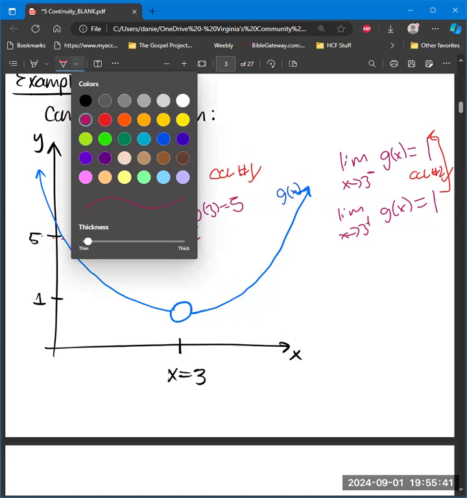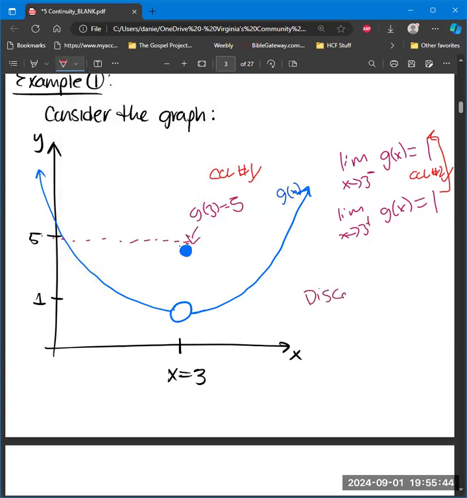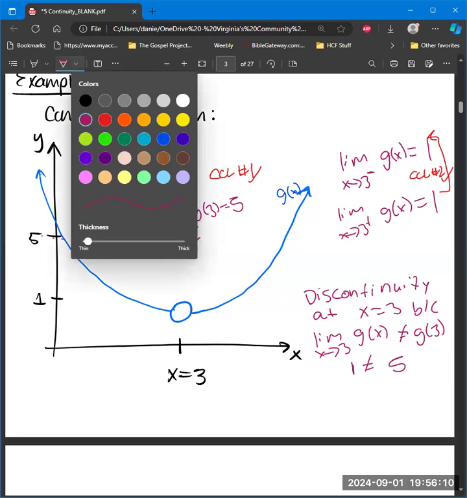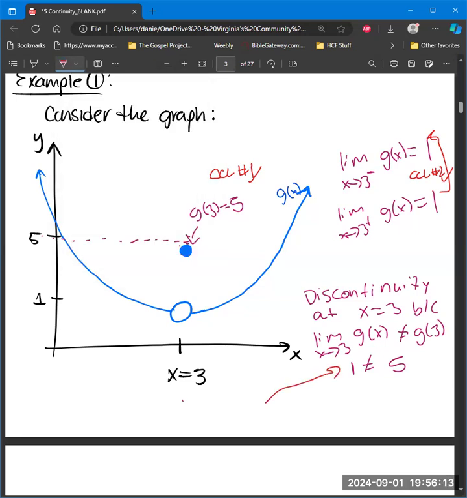So this is not continuous at x equals 3, because the limit as x approaches 3 of g of x is not equal to g of 3. If we look at the limit here, 1 is not equal to 5. So right here, we have violated continuity checklist item 3.